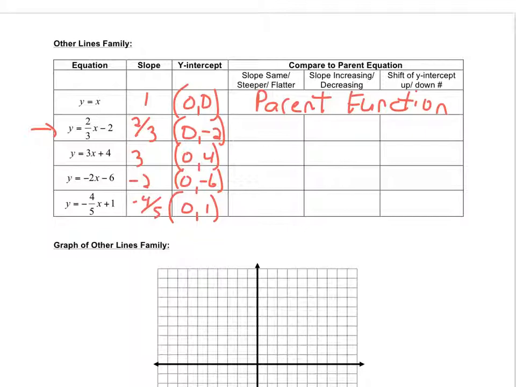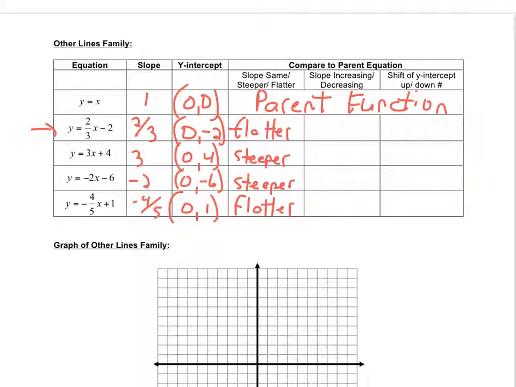So without even graphing these, you should be able to fill in the chart. First of all, is the slope the same? None of them are the same, so we need to decide, is it steeper or flatter? If it's greater than 1, it's steeper, so this one would be steeper. Anything greater than 1 or greater than -1. So this would be steeper. So those would be steeper. And then the ones that are fractions that are less than 1, that would be flatter. And if it was a fraction that was greater than 1, it would still be steeper. In other words, like 5/4, that would be steeper. But these are flatter.